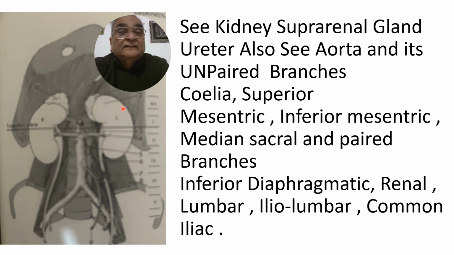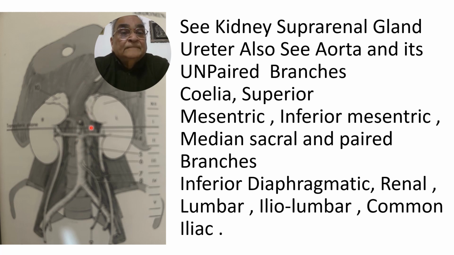Now we place the kidney. The posterior relation of the kidney would be the diaphragm, the psoas, the quadratus lumborum, and the transversus abdominis. Above the kidney, you have the suprarenal gland. This is the ureter, which is crossing the pelvic brim and going to the bladder.